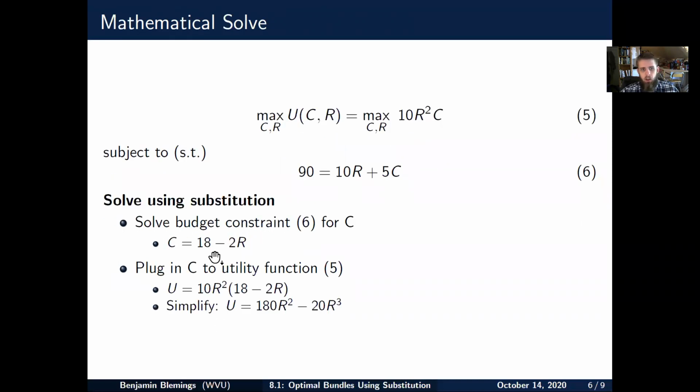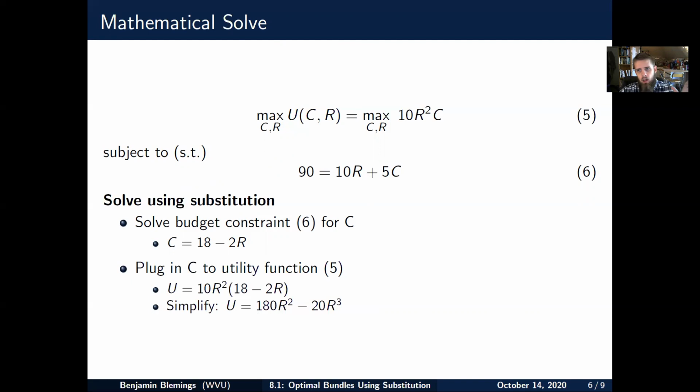And I just plug in C equals 18 minus 2R for C up here, and I have utility equals 10R squared times 18 minus 2R. That's what C was. And I'll go ahead and simplify that to make it easier to take the derivative. I factor through the 10R squared, and I get utility equals 180R squared minus 20R cubed. Great. Everyone should have seen that already at some point in their academic career.